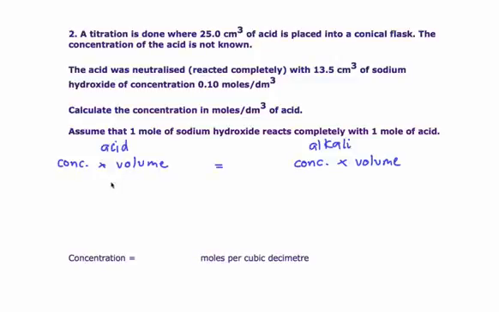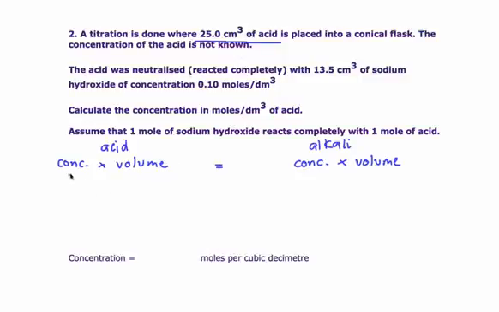So here's the answer. I've written out our little framework here. Concentration times volume of the acid is equal to the concentration times volume of the alkali. So we're just plugging in the numbers. Now what we have is a titration is done when 25 centimeters cubed of acid is placed into a conical flask. The concentration of the acid is not known.